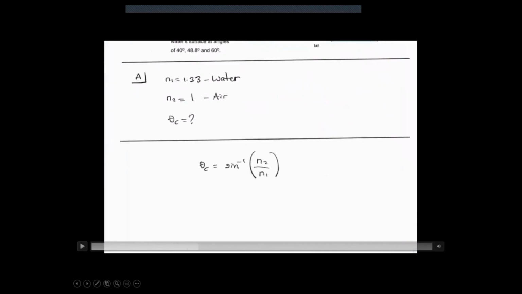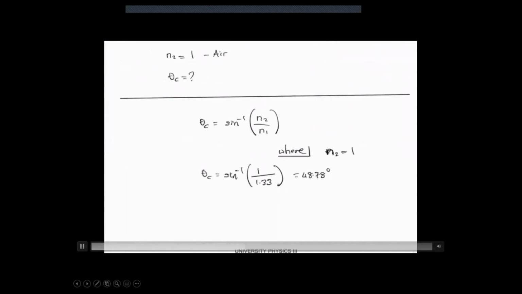So we have a formula for the critical angle, so this is what we will use. n1 is going to be water in this case, so 1.33, and n2 is going to be air. It's going to give us a critical angle, which is 48.78 degrees.